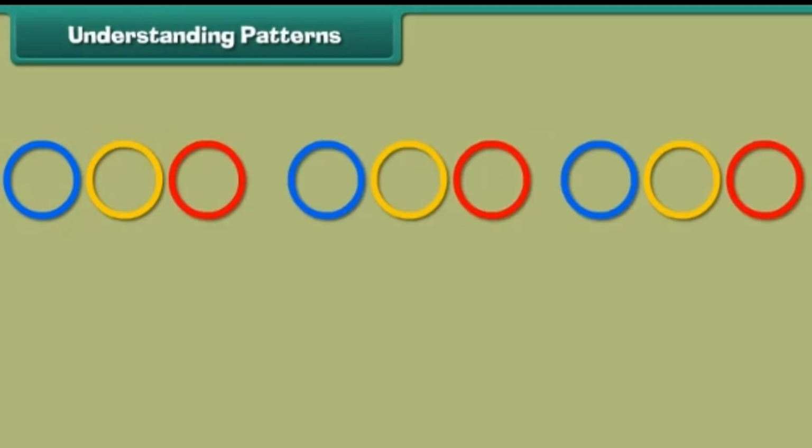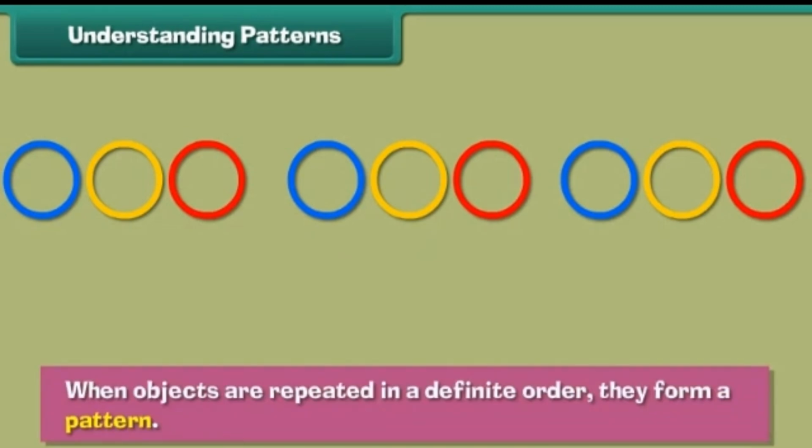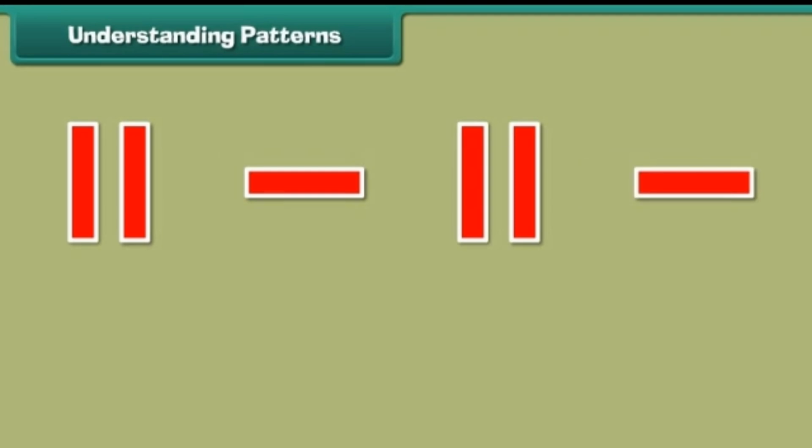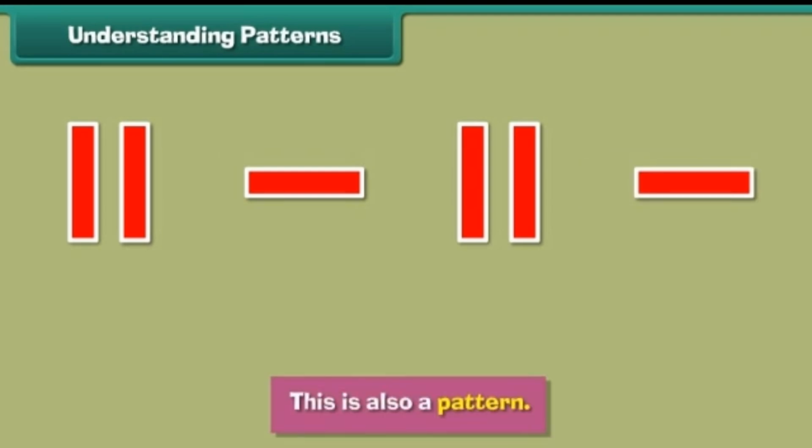Understanding patterns. Look at this arrangement of rings. A blue ring is followed by a yellow ring followed by a red ring. This arrangement is repeated 3 times. When objects are repeated in a definite order, they form a pattern. Look at one more arrangement. In this arrangement, 2 standing lines are followed by a sleeping line. Then, again 2 standing lines are followed by a sleeping line. This is also a pattern.